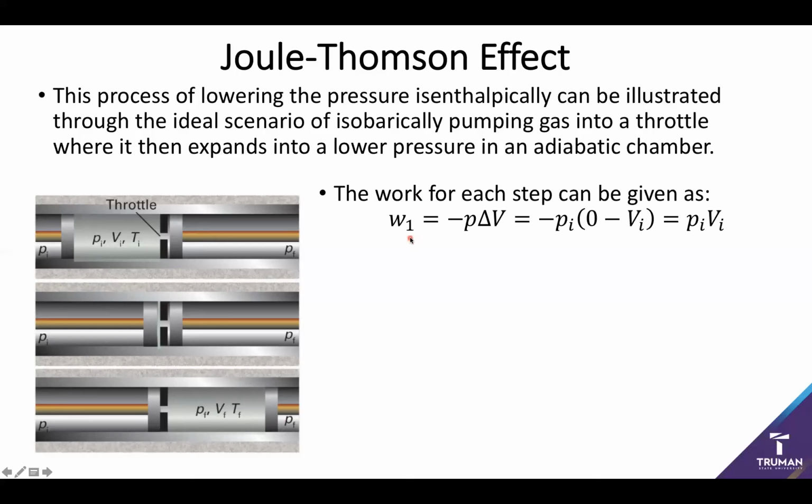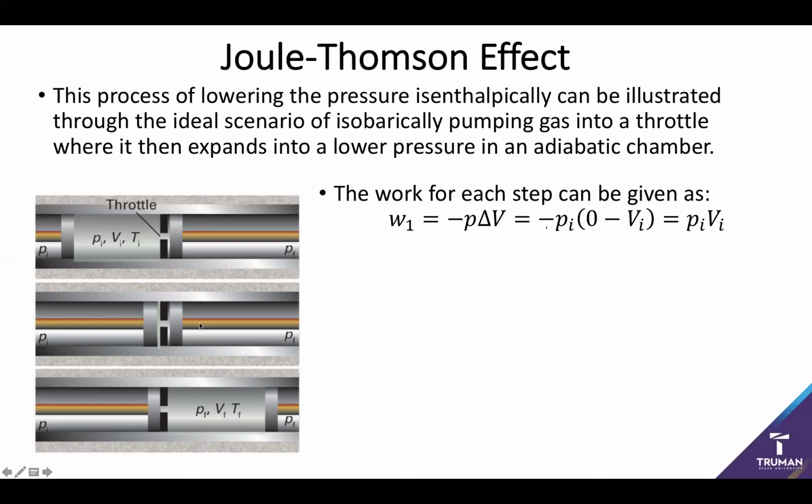And again, the work of this step is going to be our good old PV work, and isobaric conditions gets me one of the easiest variants of this equation, P delta V, no integration required. So in this case, my constant pressure is the same as my initial pressure, and my initial volume is, well, my initial volume. But my final volume is essentially zero as I pump down to the throttle. So in this case, I go ahead and let my signs cancel, and my work is going to be related to my initial pressure and volume.